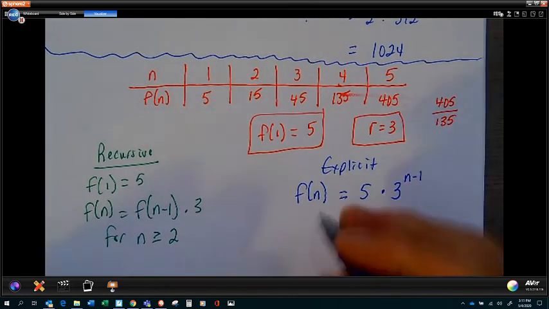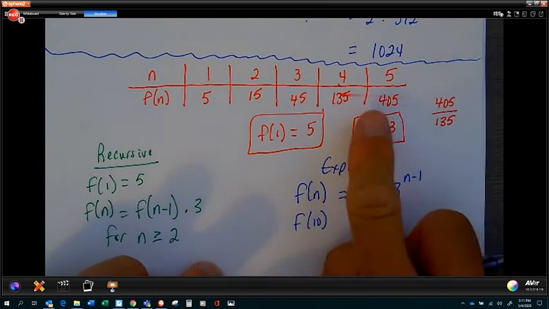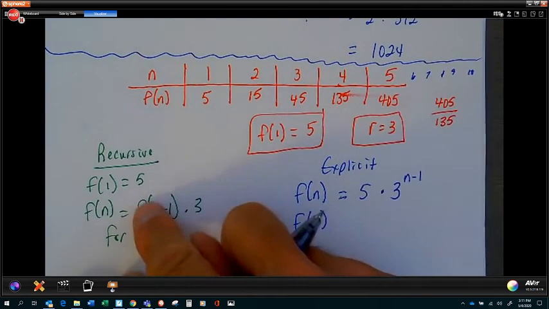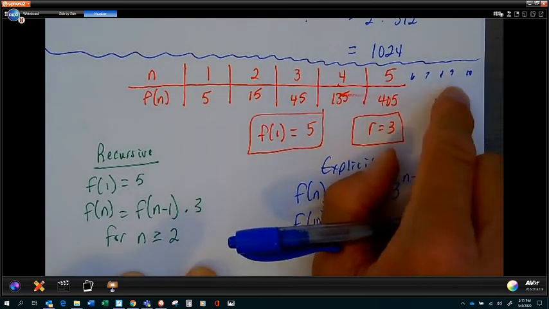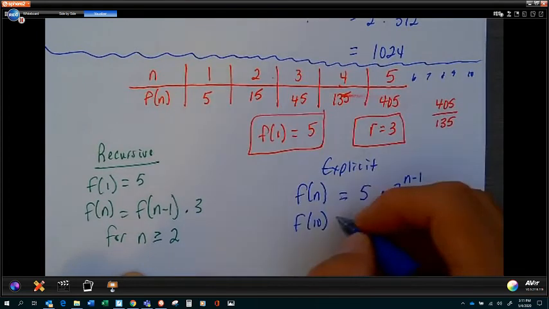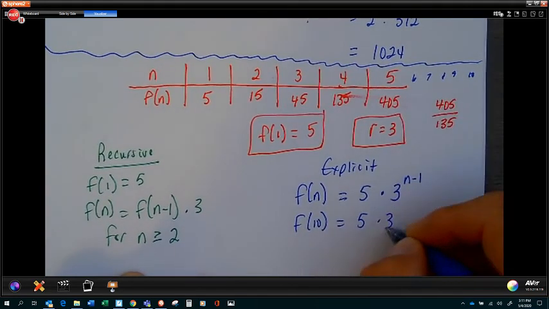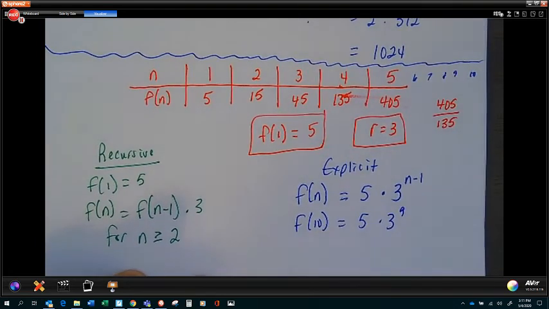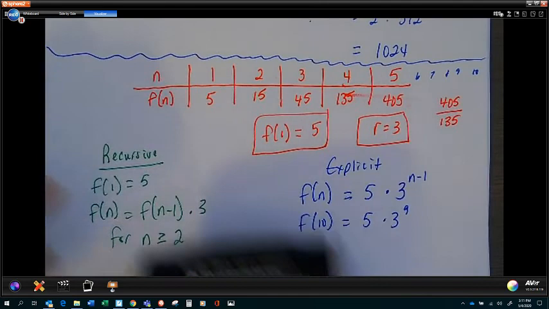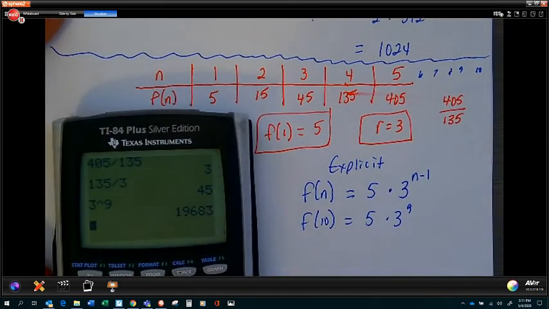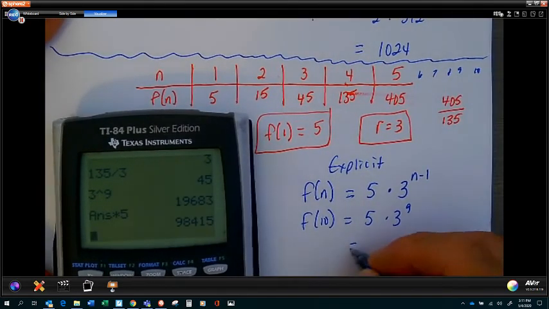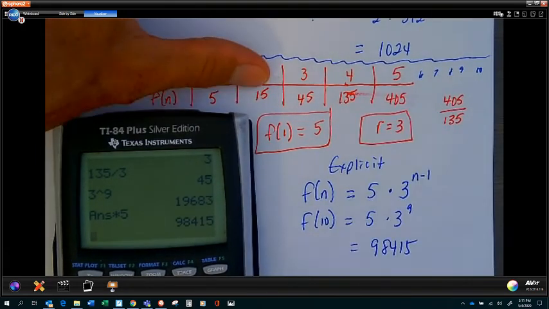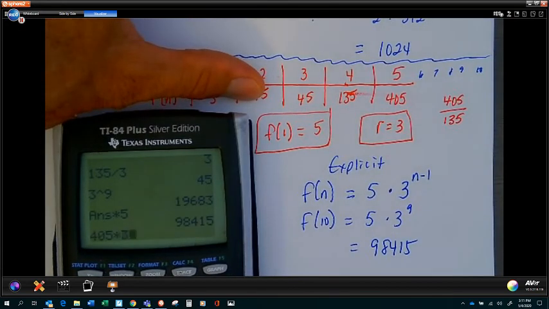Again, what if I wanted to find the 10th term? So I want to find the 10th term over 6, 7, 8, 9. I want to skip above all those, so I don't need to use 405 times 3 times 3 times 3 times 3. I just plug this directly in. So again, 5 times 3 to the n minus 1, because n is 10, 10 minus 1 is 9. I'm going to do 3 to the 9th power, which is 19683, times 5, which gives me 98415.